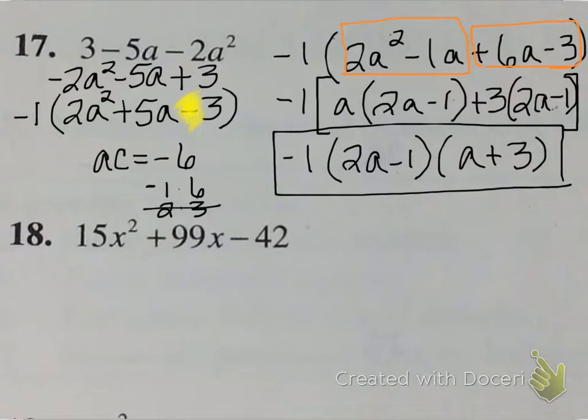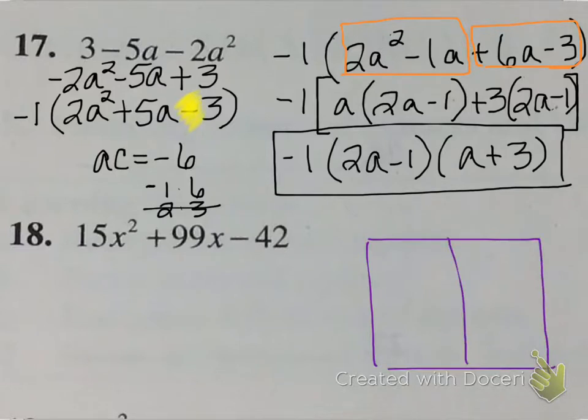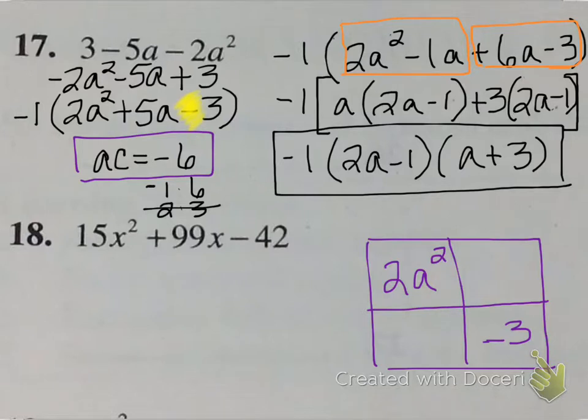Now that's using the AC method. If I do the box method, it's a very similar method. I know there's going to be 4 terms. I know that my first term is 2a squared, and my last term is a negative 3. I need factors of negative 6, because remember that's my AC, that add up to the positive 5. And remember I picked a negative 1 and a positive 6, so negative 1a, positive 6a. So I'm using the same terms as I did when I originally rewrote the problem from 3 terms to 4 terms. But now I'm going to find my GCFs of my rows and my columns.